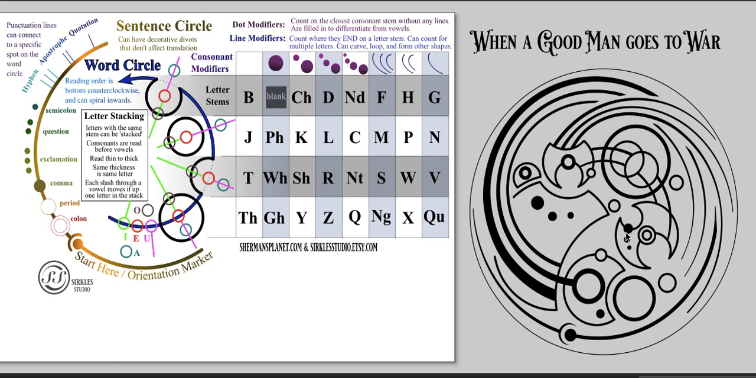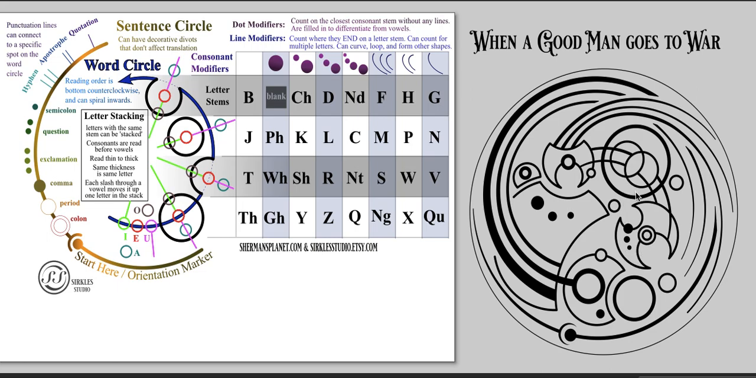Here's a deep divot with 1, 2, 3 dots. And even though this dot is closer to this stem, this already has a line on it. And dots count on the closest stem without any lines, because you can't have both dots and lines on the same stem. So G double O D.